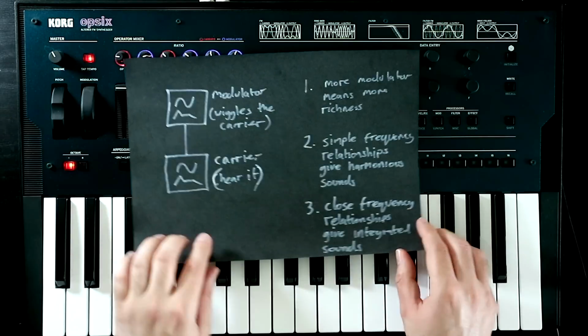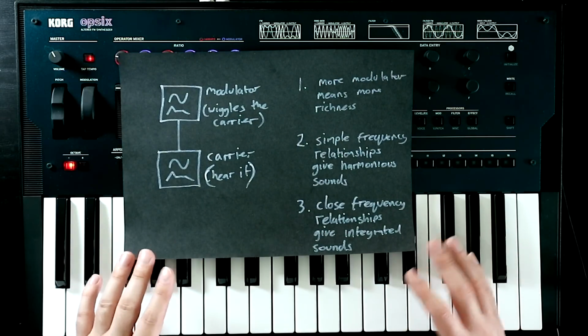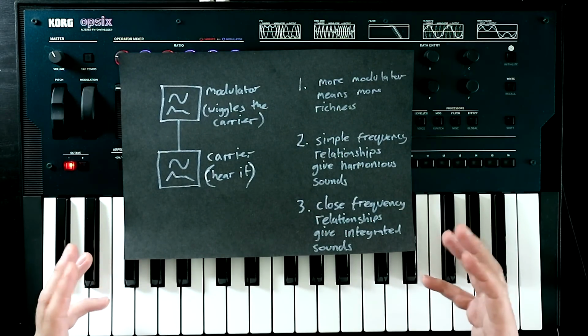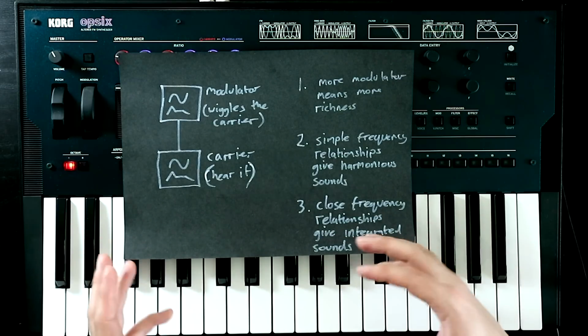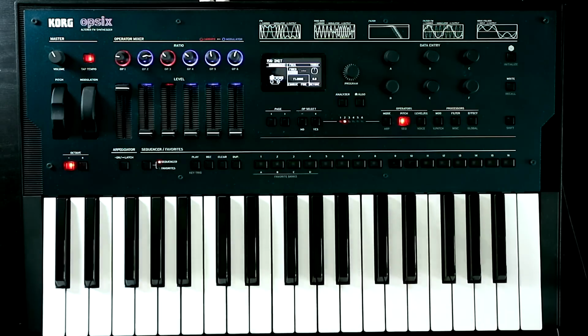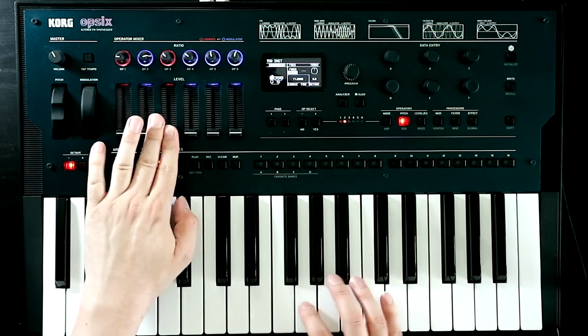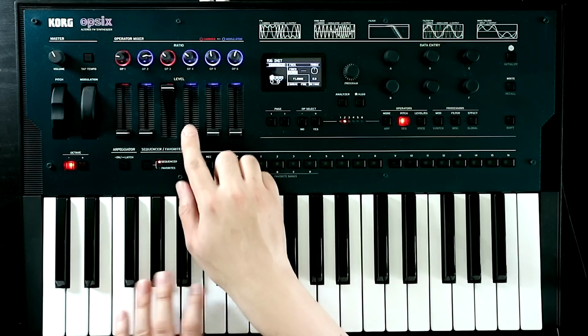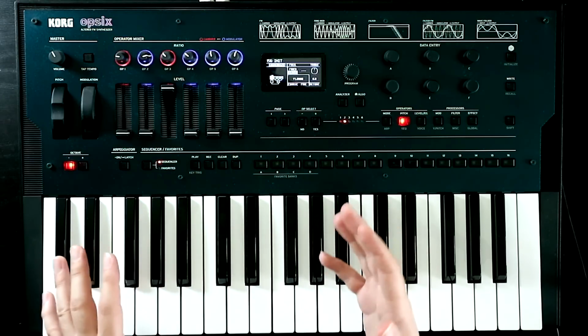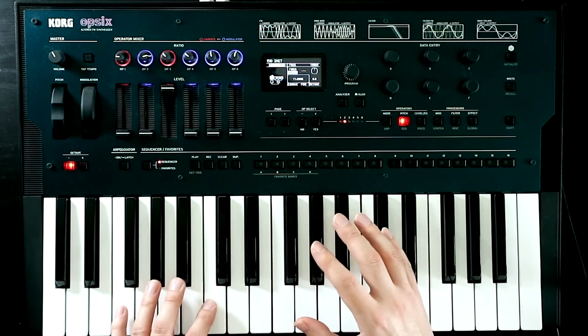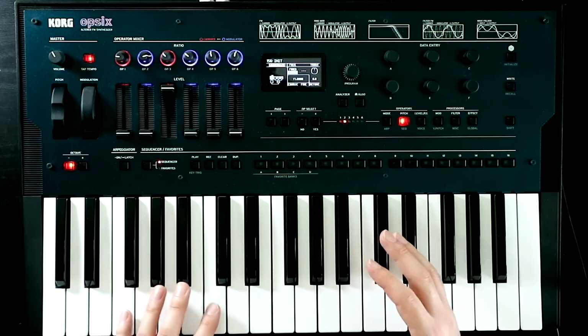So in terms of principle 3, close frequency relationships give us integrated sounds, and distant frequency relationships are going to give us these sort of overtones that sit over the top of our fundamental. And we can combine those ideas all together to get more complex sounds. So operator 3 here actually has operator 4, 5 and 6 all running into it as its modulators, and we can set them to use each of those different principles to get a more complex sound.